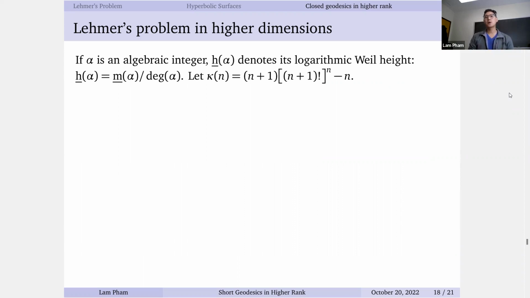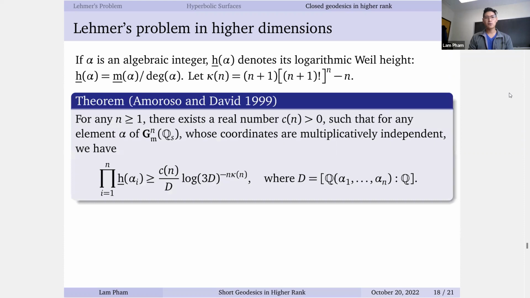Okay, I have this kappa of n, which is just an arbitrarily well-chosen large constant depending on n, and we have the following beautiful result of Diophantine geometry due to Amoroso and David, which says that for any n, there's a number c, such that for any vector in G_m to the power n, whose coordinates are multiplicatively independent, the product of the heights of the coordinates actually has some well-defined lower bound. And we will use this result just in the case n equals 2.